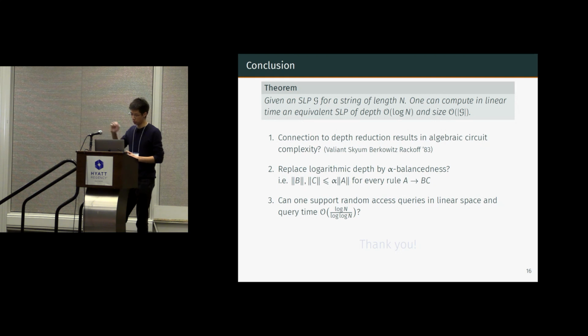I also talked already about this stronger balancedness notion. So maybe can we replace logarithmic depth by alpha-balancedness, which means that in every step we reduce the size by a factor of alpha. And a third question: can we also support random access queries in linear space and query time log n over log log n? Now it's only known that the space must be slightly above linear.